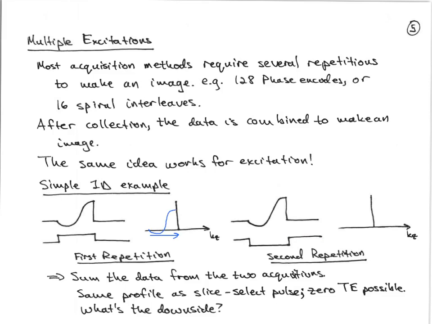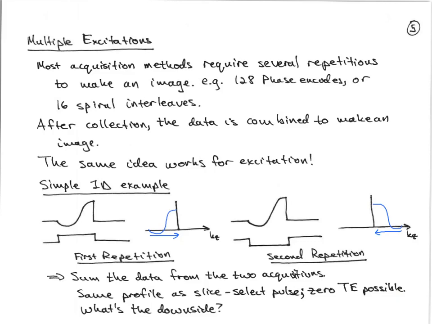So we're going to be there. Now in the second one, we start at positive kz and go to 0. So we're going to be there, right? So with each of these, we lay down half of the pulse, half the k-space energy deposition. And so what we can do is sum the data from the two acquisitions, and the result will be the same resulting image as if we had played out a single slice select pulse. But the key here is that a 0 TE is possible, right?